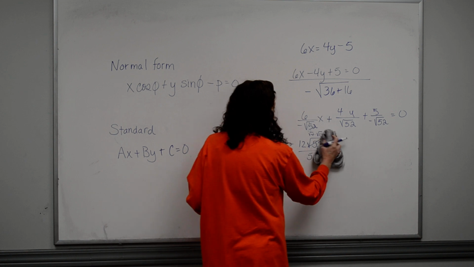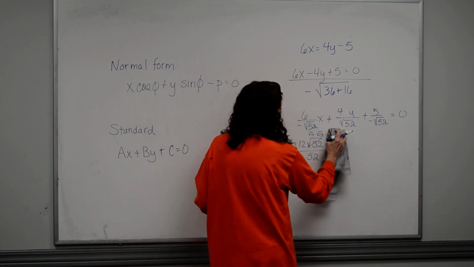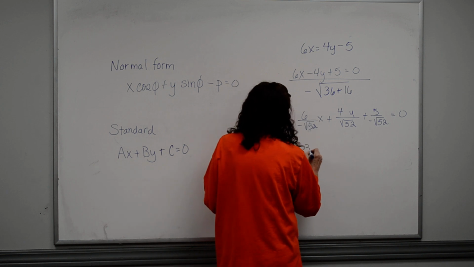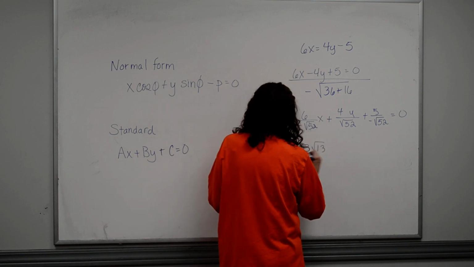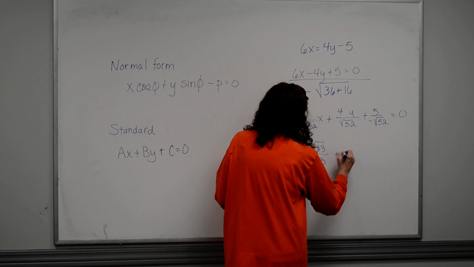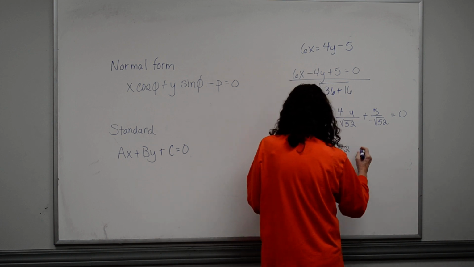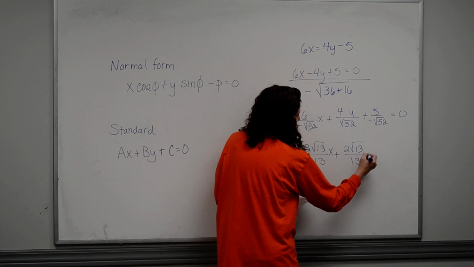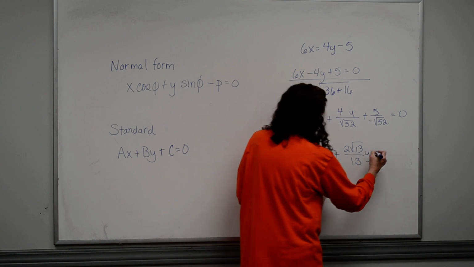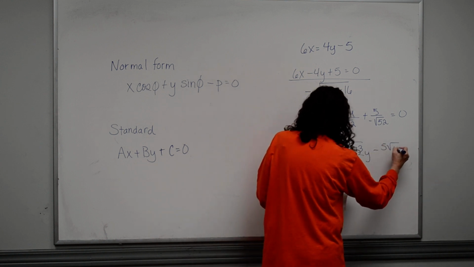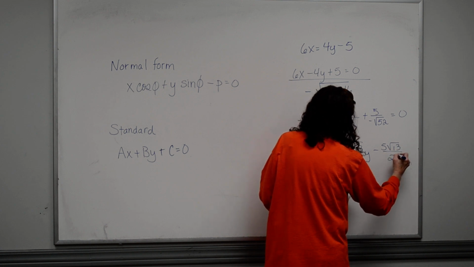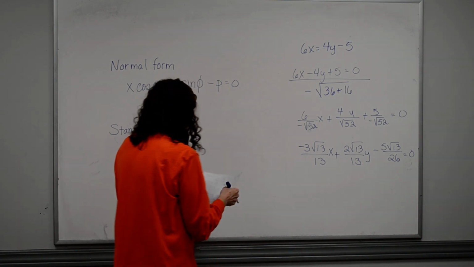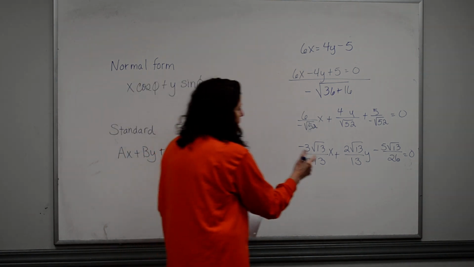So let me just go ahead and show you, and I'm going to do that there, and I'm going to do that there. So let me show you it reduced down. I have negative 3 on the square root of 13 over 13 x plus 2 on the square root of 13 over 13y, and minus 5 on the square root of 13 over 26 equals 0.